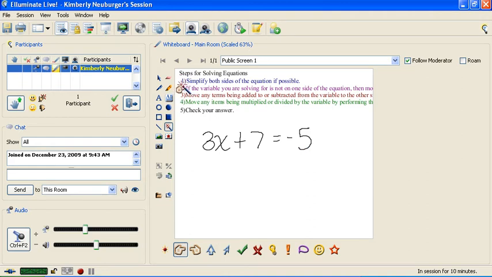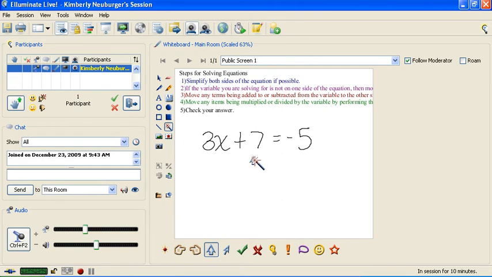Step 2, you need to see if the variables are on one side. And we only have one x, it's on the left side, so we don't need to make it so the variables are on one side. So the next step, step 3, is to move anything added or subtracted from the variable. And notice, just like in the last problem, we do have something added to the variable that we need to take care of. So step 3 needs to be done on this equation just like it did on the last equation.